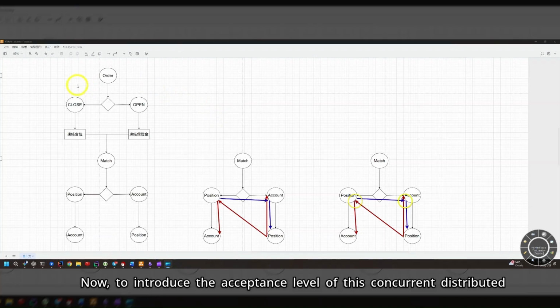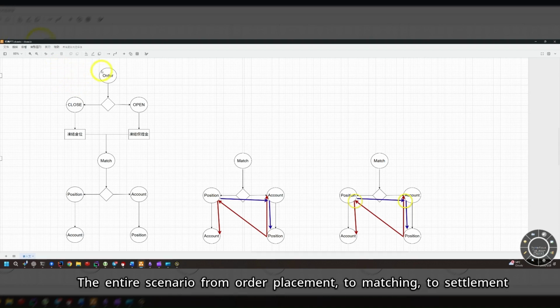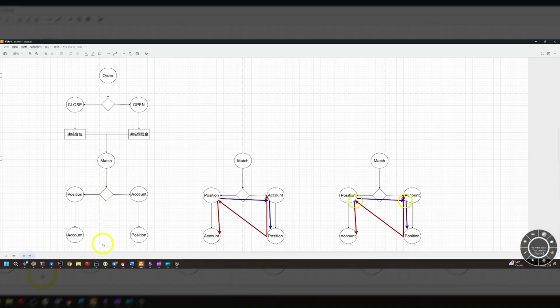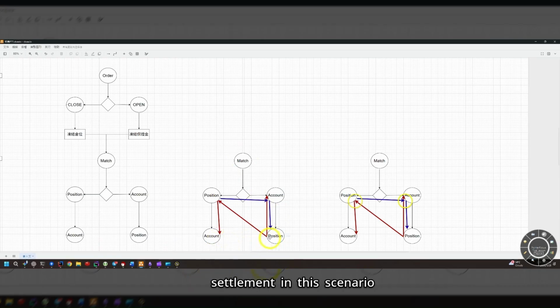Now, to introduce the acceptance level of this concurrent distributed trading scenario, I need to first explain the entire scenario from order placement to matching to settlement in a decentralized context. After explaining this, I will introduce the first layer of handling special cases after the settlement in this scenario.